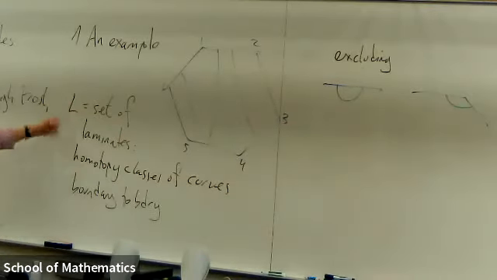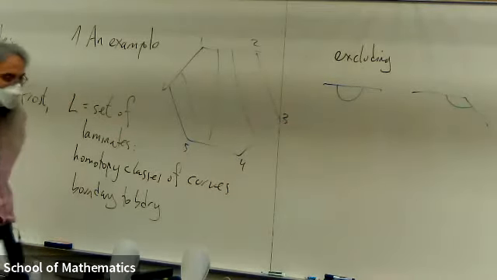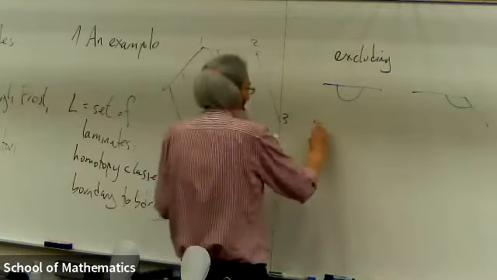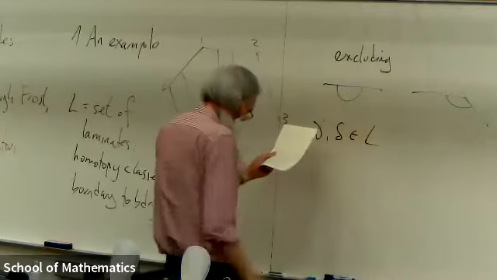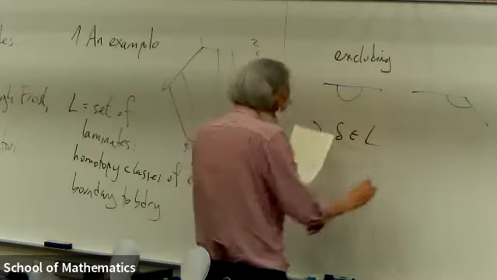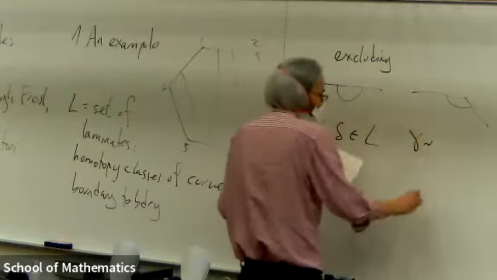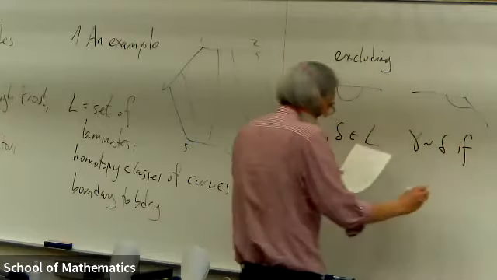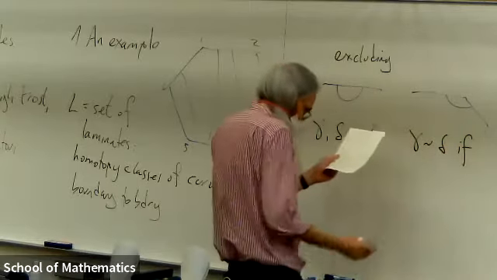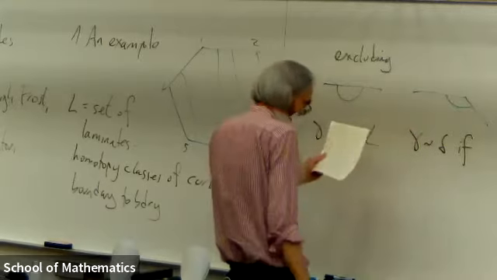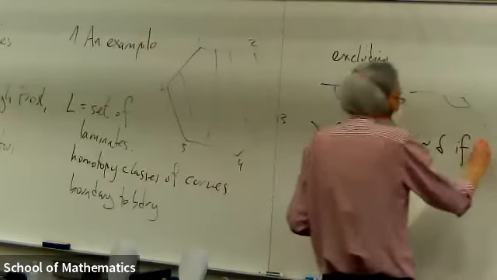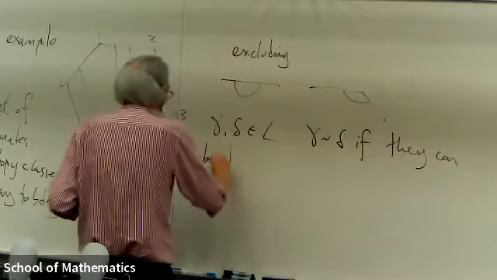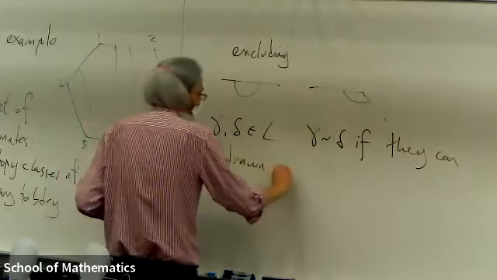So we want curves that look like that or like that. So what I've defined is the set of laminates, and then I'm about to define a relation on the set of laminates. So for gamma and delta in my set L, I'm going to say that gamma is compatible with delta, and I'm going to write it with a tilde, if they can be drawn in a way that's non-crossing.